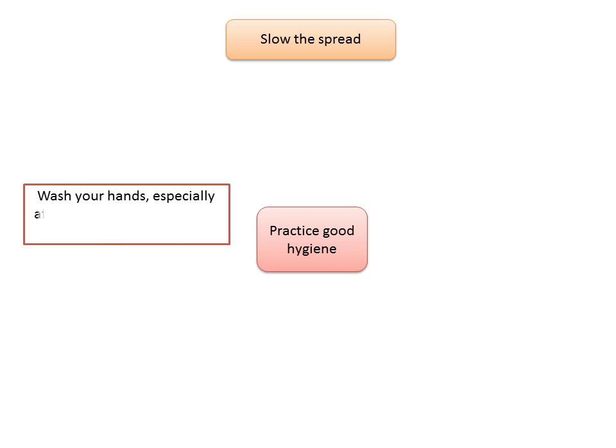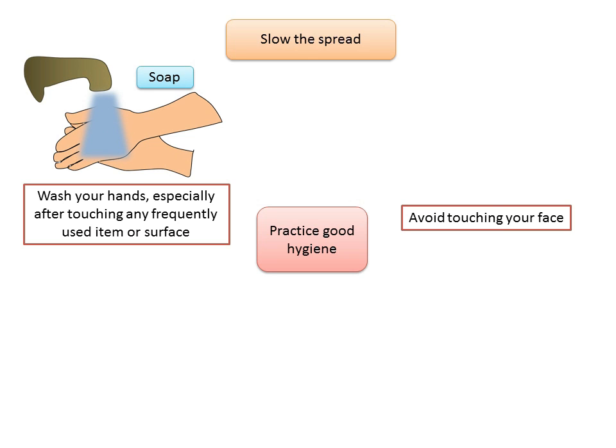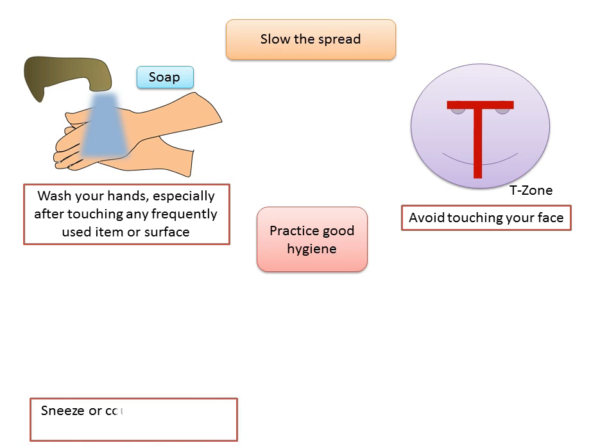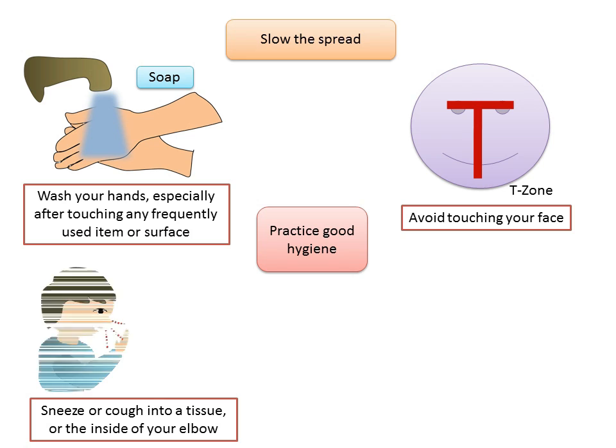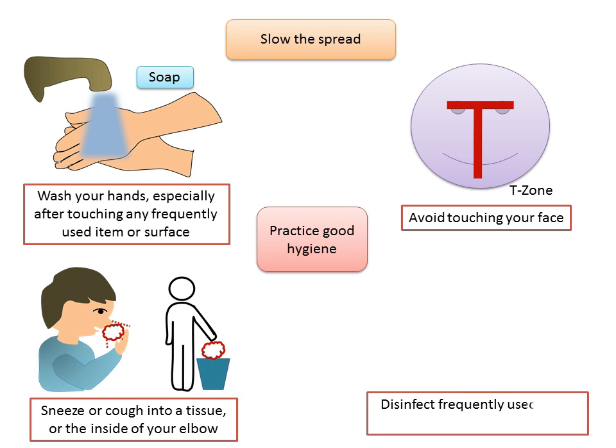If your hands are visibly dirty, wash them for at least 30 seconds. If they are not visibly dirty, wash them for 20 seconds, or you can use an alcohol-based hand wash. Avoid touching your face, especially the T-zone on your face, which comprises your eyes, nose, and mouth. Maintain respiratory etiquette and sneeze or cough into a tissue or the inside of your elbow. After using the tissue, dispose of it in a dustbin. Disinfect frequently used items and surfaces as much as possible.